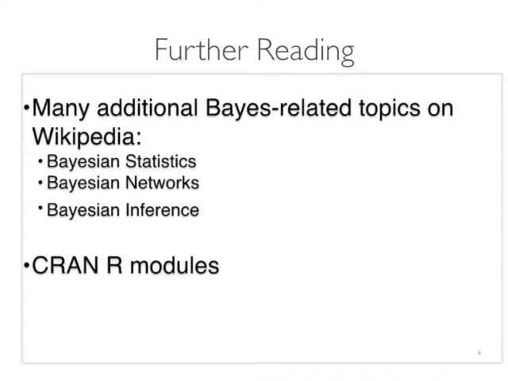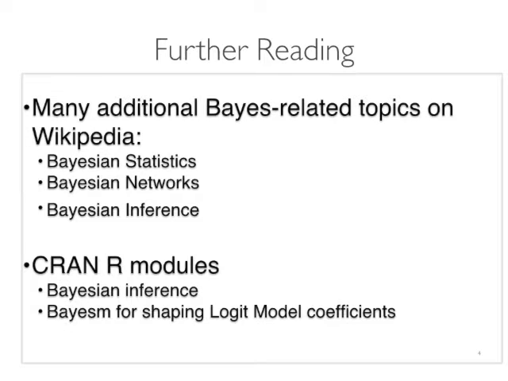In addition to the Wikipedia articles and the AI textbook, of course, there are the CRAN R modules, which include some free R modules for Bayesian inference and Bayesian shaping of regression coefficients. So if you're an R programmer, be sure to check those out.